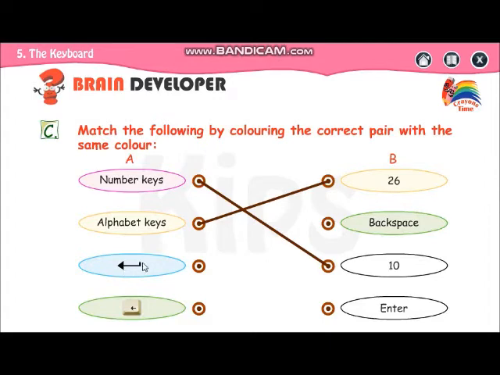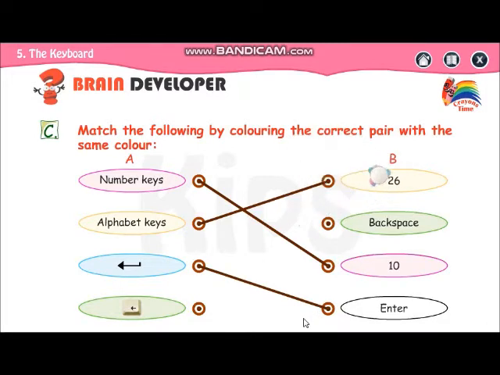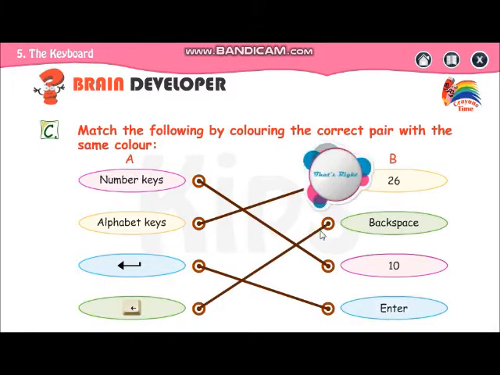Now this is the symbol for enter key. So you have to match it with enter. Okay. Enter key. Then this one is your, what is this? Backspace key, and it is just like an eraser. So backspace key. Okay. Here see the pink circle is there. Here also the pink circle. Orange circle is there. So 26 is your orange circle.